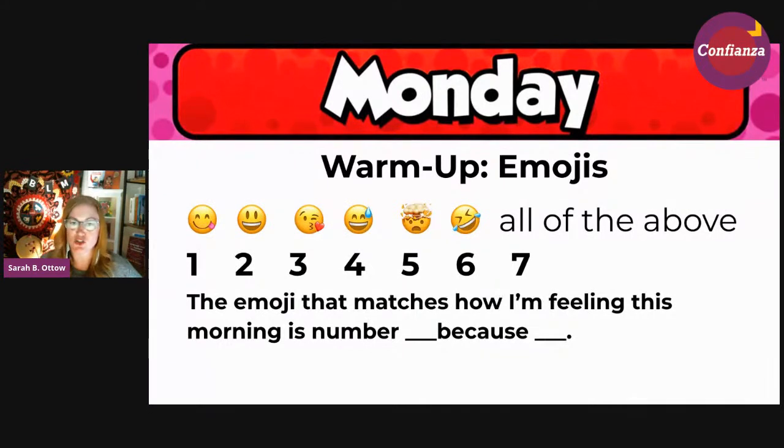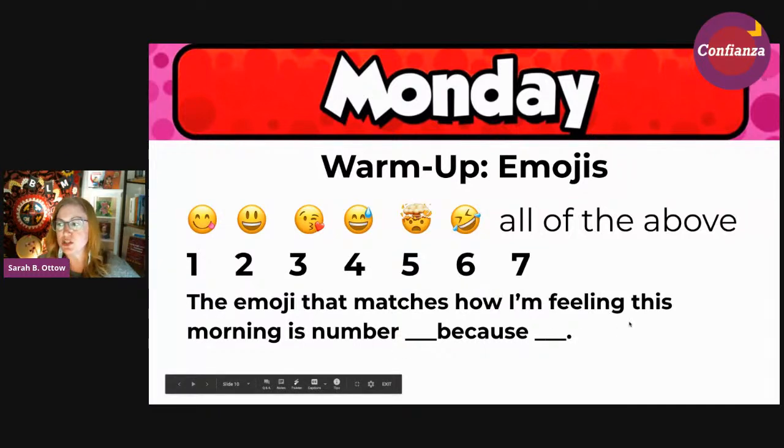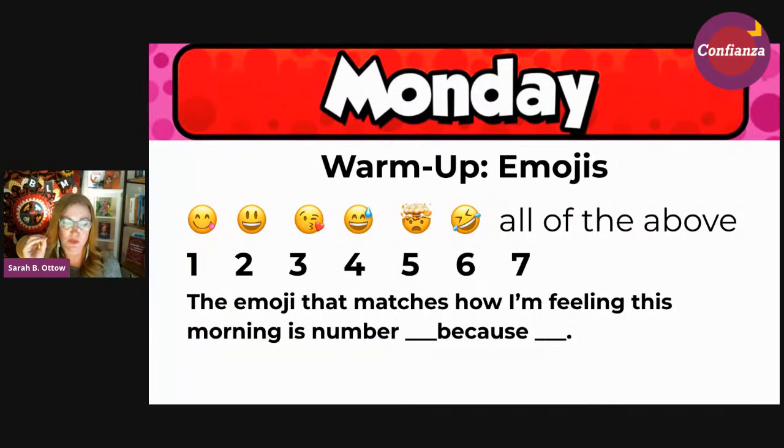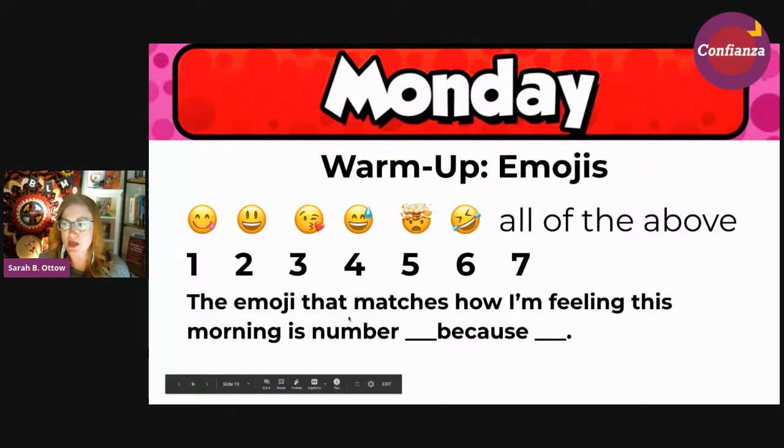So this was a structure that we put into place, and we had a different activity like this every day as a warm up. But I had here, not just pick a number, but here's the sentence frame down here. The emoji that matches how I'm feeling this morning is number blank, because blank. This is something that you can use with all levels. I use this kind of thing with adults in PD because you may not use emojis, you may not use this exact prompt, but giving people, right, a choice and then giving them the structure to express themselves is going to take you far.